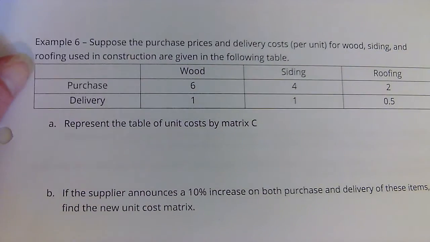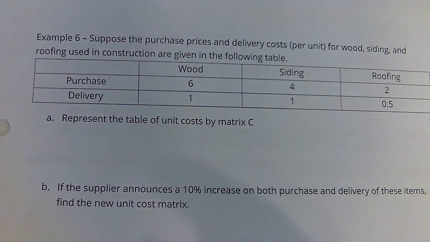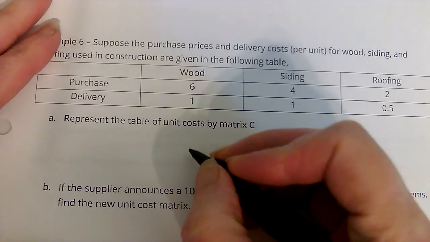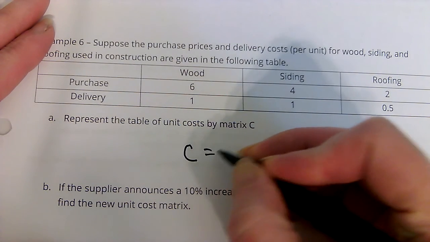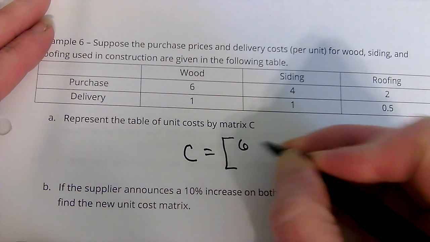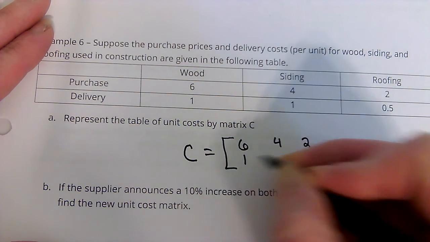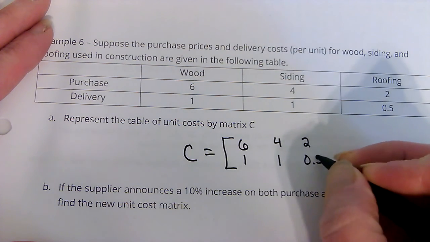Now let's see how that can be applied to a real life situation. A lot of times tables are converted to matrices to make it easier to work with. So suppose the purchase prices and delivery costs per unit for wood siding and roofing used in construction are given in the following table. So that would make us have a cost matrix of 6, 4, 2, 1, 1, 0.5.